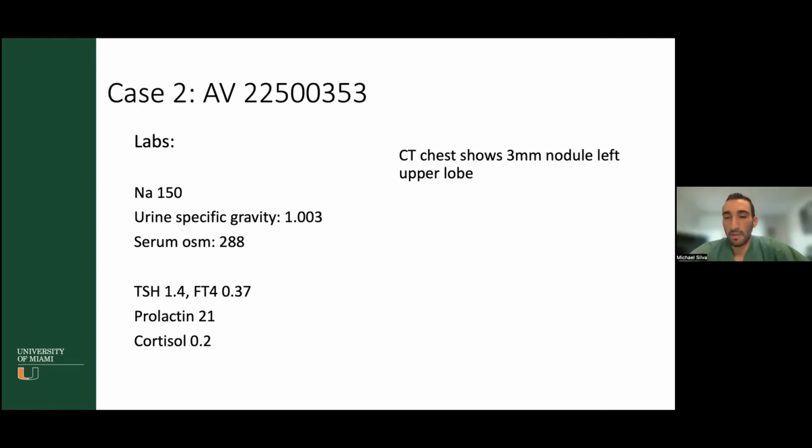You were cutting out a little bit there. Can you say that again? I was just commenting on his hypernatremia of 150 and a low urine specific gravity. Kind of makes me think about DI. Perfect. And the pituitary labs, anything unusual there? Cortisol is low. Prolactin is within normal. TSH is within normal too. The low cortisol really sticks out. Yeah, basically mildly panhypopituitarism.